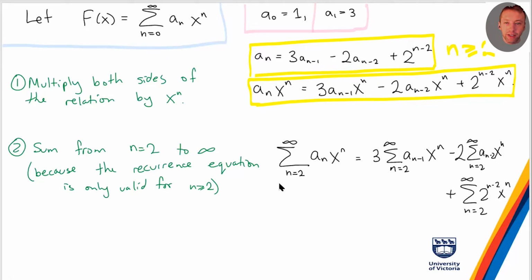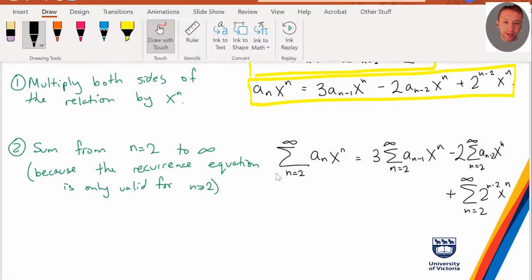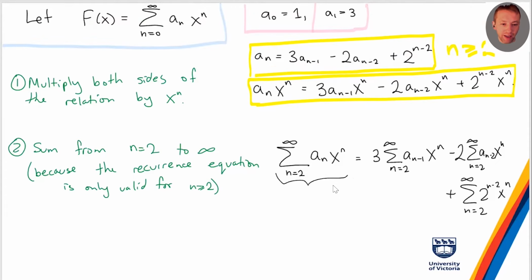So I can just sum this up over all n at least 2. Is that okay? Is it clear why I'm summing this only from n equals 2? Because this wouldn't make sense for n equals 1 or n equals 0. So what can I say about the left-hand side? What is this in terms of my f of x? It's got this a n here, and also it only goes from 2.